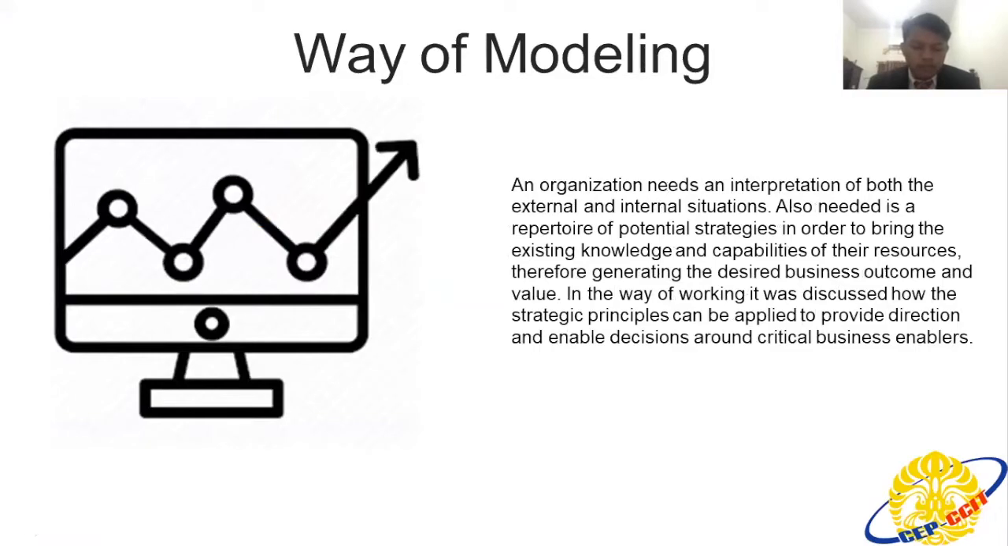And the last one is the way of modeling. An organization needs an interpretation of both the external and internal situation. Also needed is a repertoire of potential strategies in order to bring together the existing knowledge and capabilities of their resources, therefore generating the desired business outcome and value. In the way of working, it was discussed how strategic principles can be applied to provide direction and enable decisions around critical business enablers.